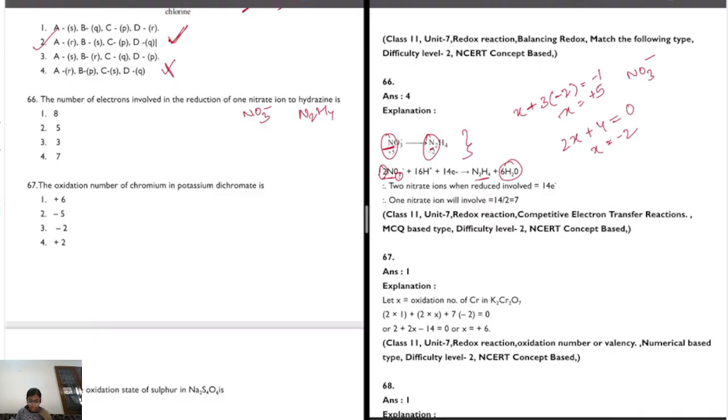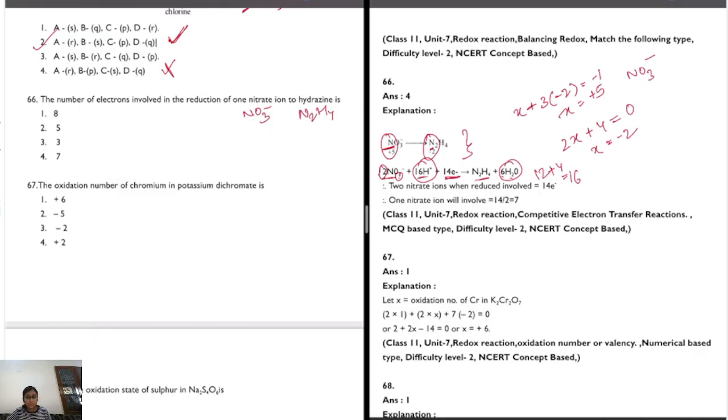Now we'll have to balance the number of hydrogen. How many hydrogen are there? 6 into 2, 12, plus 4. How many? 16. Therefore, 16H+ will be added. And to maintain the neutrality, we'll be adding 14 electrons here. Okay, why 14 electrons? I'll tell you that also.